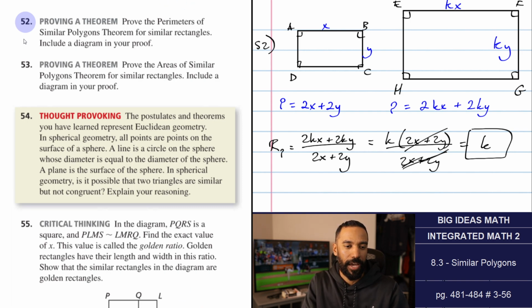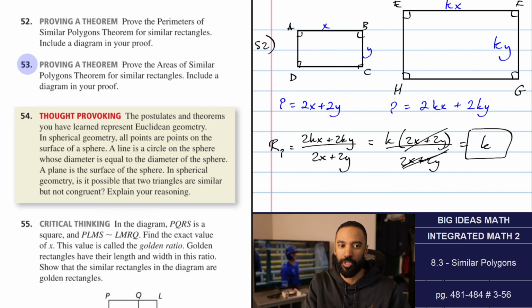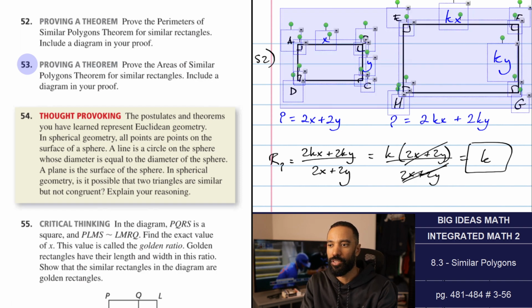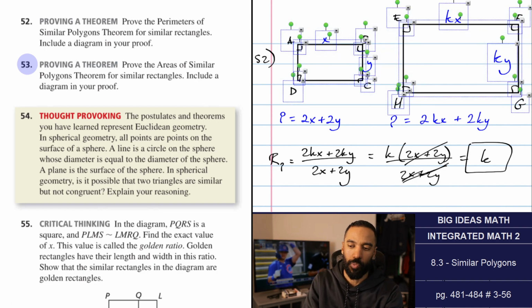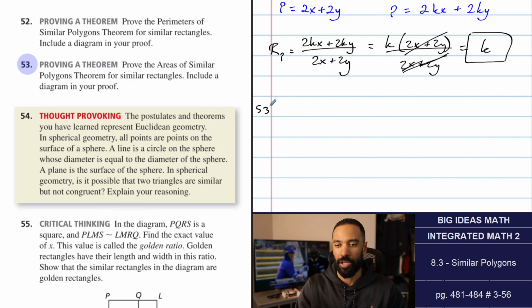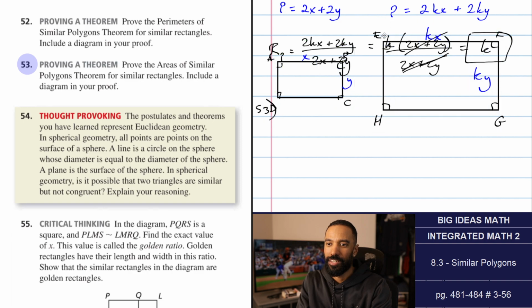So include a diagram, I got it. All right, number 53, prove the areas of similar polygons theorem for similar rectangles. Include a diagram in your proof. I want to just do the same thing. Let's work that out and see if it works in the same process. It's nice to have little proofs like these along the way, but I did it with TVs, fitting TVs. Oh boy.